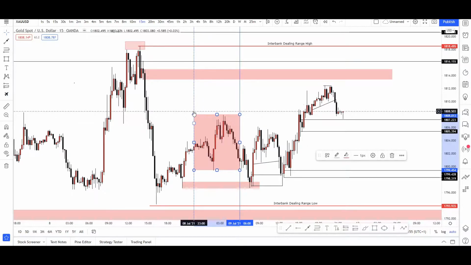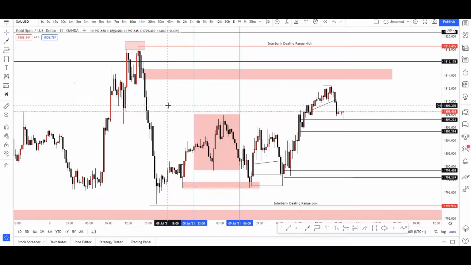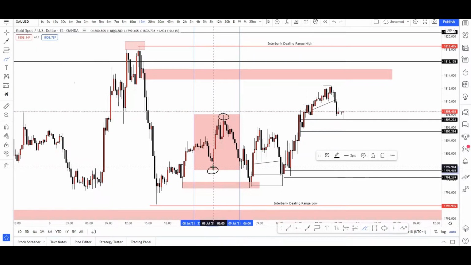Remember, this is where the day starts, this is where the day ends. So what's important inside this range? I want you to look at the highest high inside the range, which is this wick, and the lowest low of the range, which is this wick right here. Now, before we continue with that, let's talk a bit about the timings.